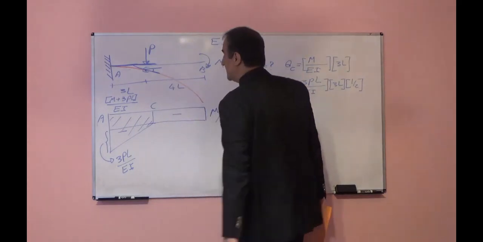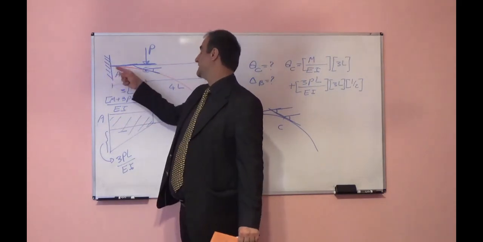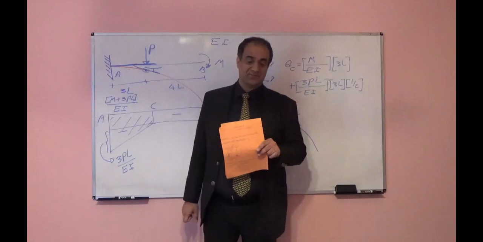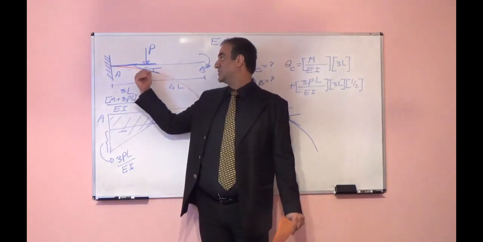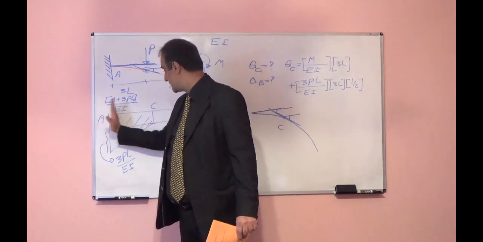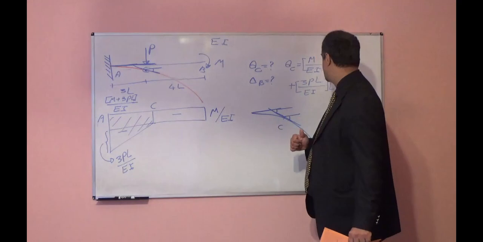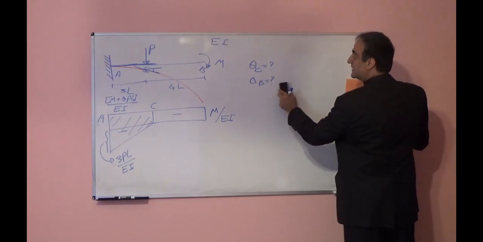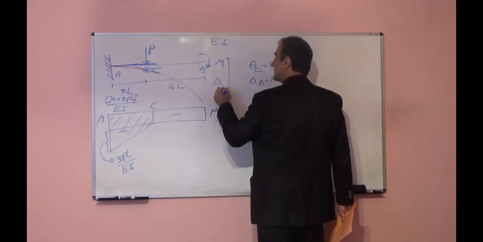The total area from A to C will give us the angle between the tangent to the deflected shape at point A and the tangent at point C. So if we have the deflected shape and we draw a tangent at point A and a tangent at point C, the angle between those two tangents will be the area from A to C. That angle, here in this example, is equal to the slope of the beam at point C, so it is easy to find theta C. Let's look at the deflection.